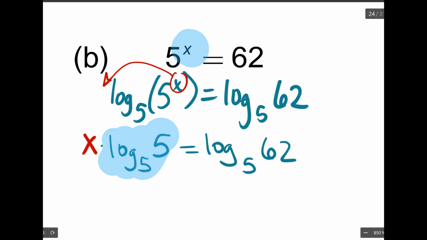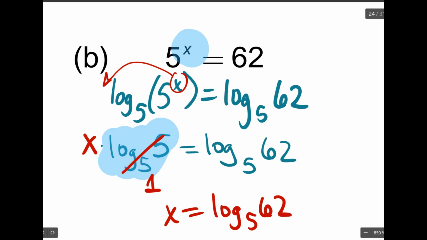So I'm hoping you can see like everything builds on each other. So we're using the definition of a logarithm, literally log base 5 of 5, that's 1. Using properties of logarithms by moving the power to the front. So this whole thing is just equal to 1. So I have x is equal to log base 5 of 62.